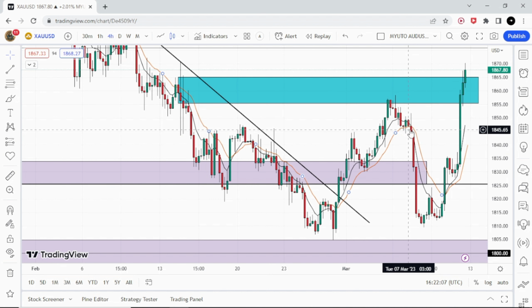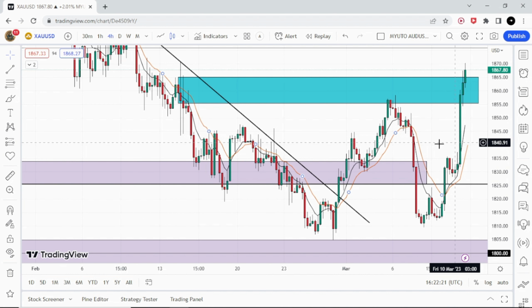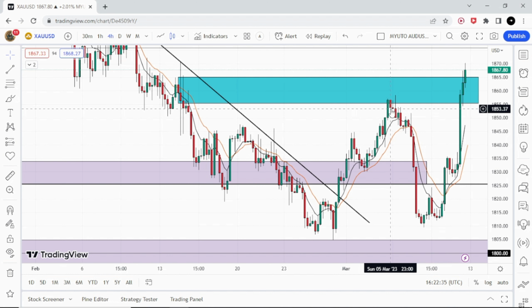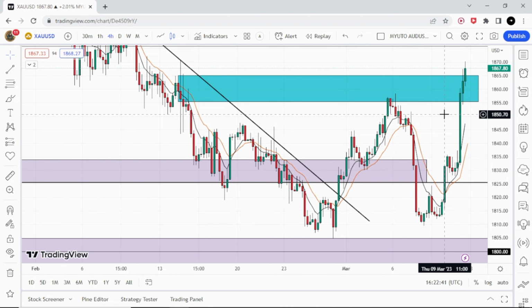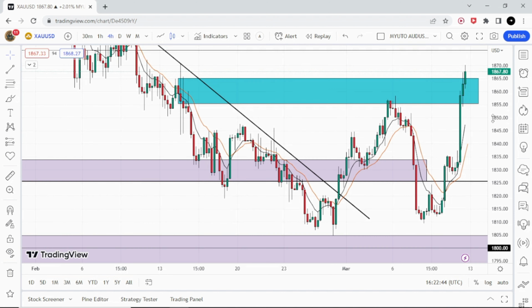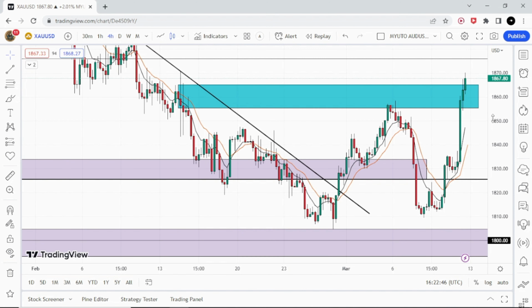So we had our moving average crossover here, and price came down to 1810 where it found support and it rejected upwards very sharply. So you can see price now looks to have broken this last high here, but our Aussie dollar looks to be bearish, so I'm expecting gold to continue its bearish trend.